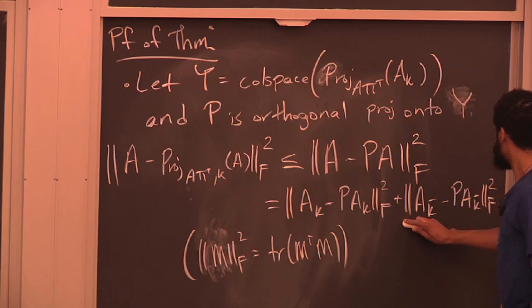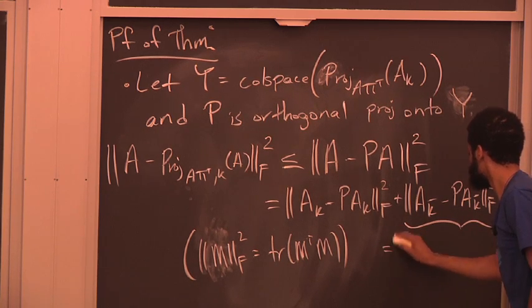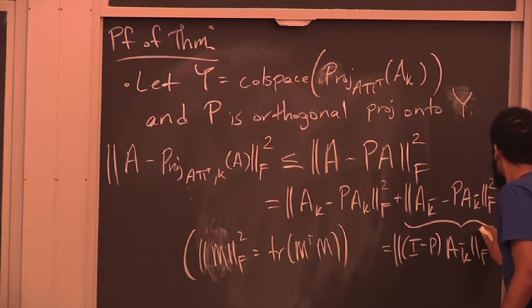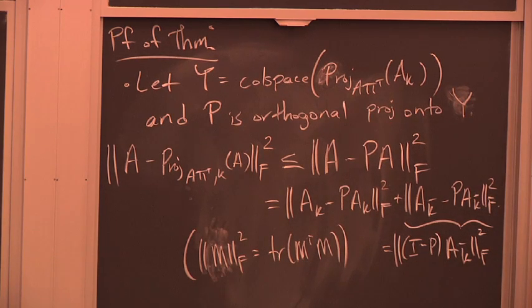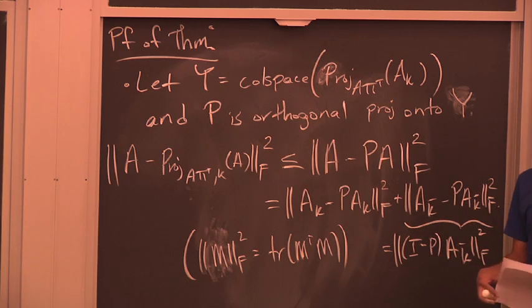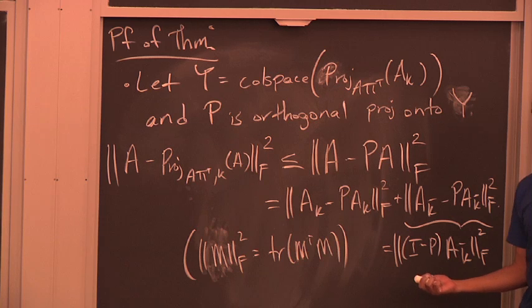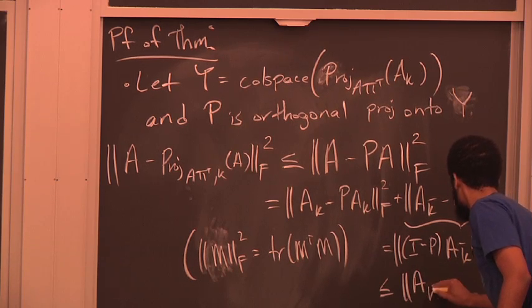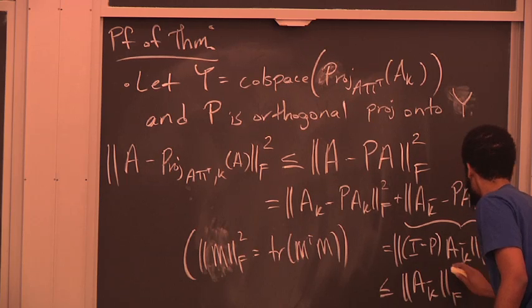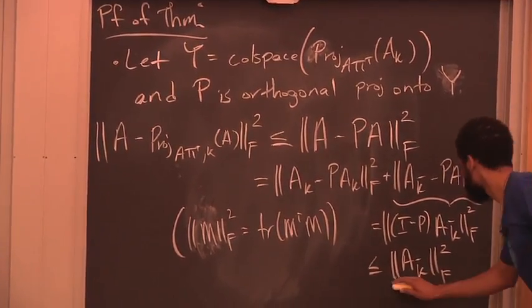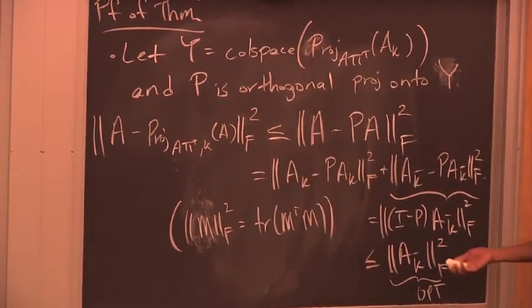Okay, so now this term is equal to identity minus that projection operator applied to AK bar. And identity minus projection is itself a projection onto the orthogonal space. Projection operators can't increase Frobenius norms. So this is certainly at most the Frobenius norm squared of AK bar, which is exactly what we're happy with. This is opt, this is A minus AK.